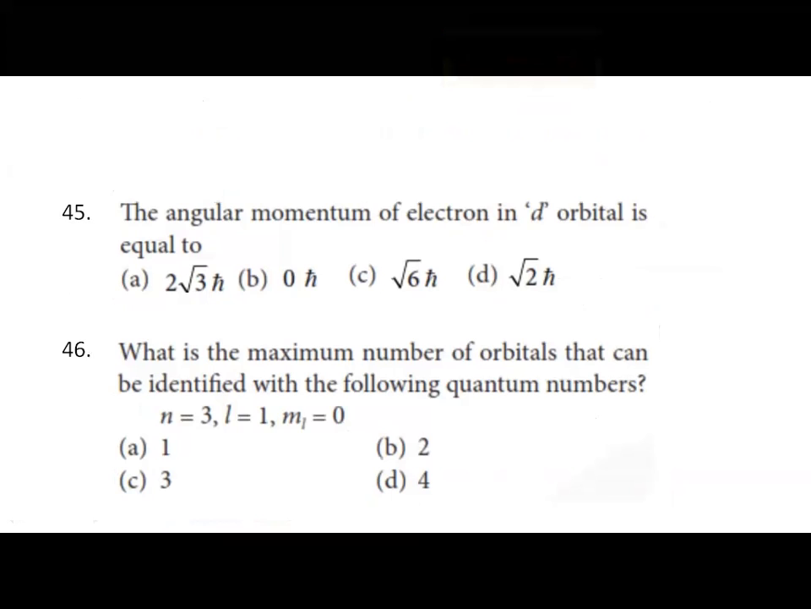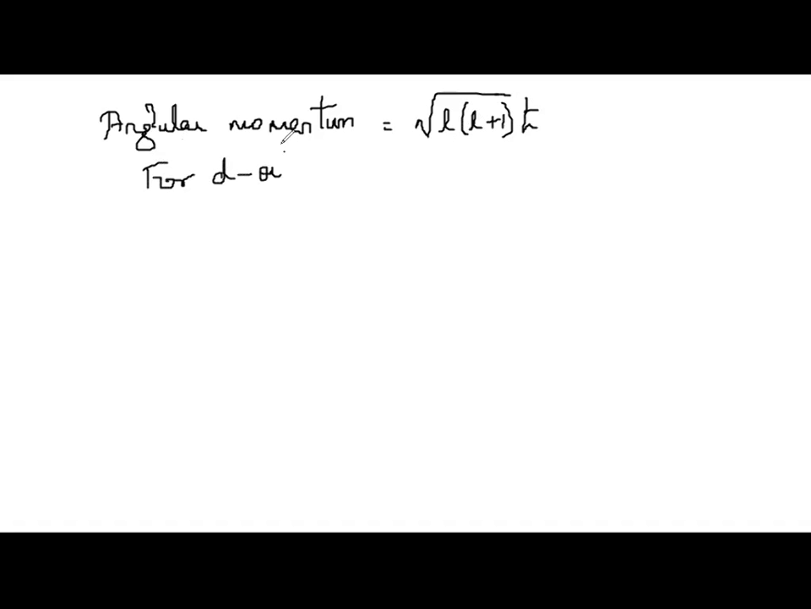The angular momentum of the electron in d orbital is equal to what? We have already discussed the formula for angular momentum. Angular momentum is equal to root of l into l plus 1, times h bar. This is the angular momentum formula. For d orbital, l is equal to what? l is equal to 2. Therefore, how do we write angular momentum?